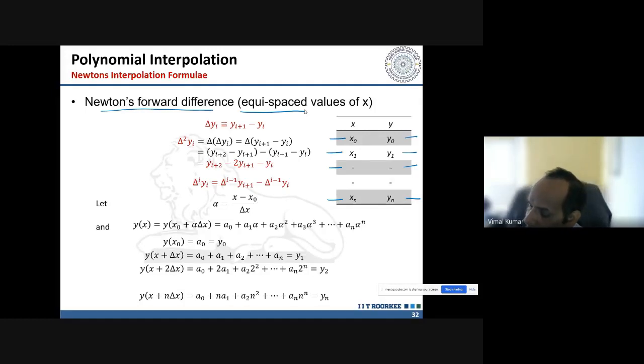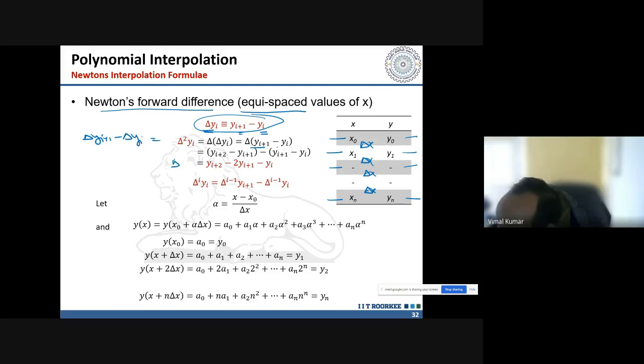For equispaced data points, the difference between successive points is delta x each. Let me define the differences first, then I'll come to the general equation. The first difference is delta yi, the difference between yi plus 1 and yi. The second difference, delta square yi, is delta yi plus 1 minus delta yi. If I rearrange this, I obtain delta square yi equal to yi plus 2 minus 2yi plus 1 plus yi. Then similarly I do for delta cube yi, and obtain one general expression.